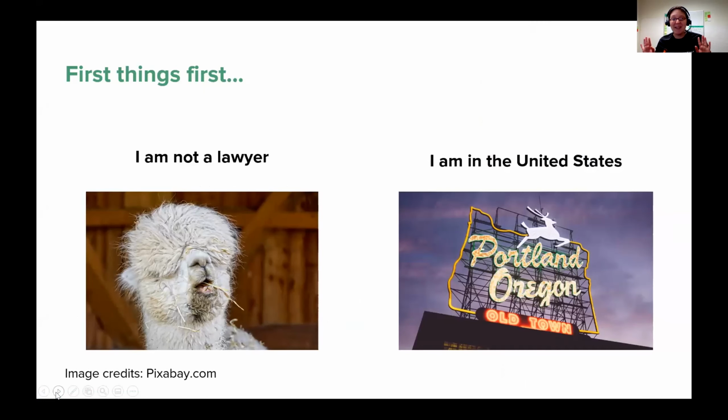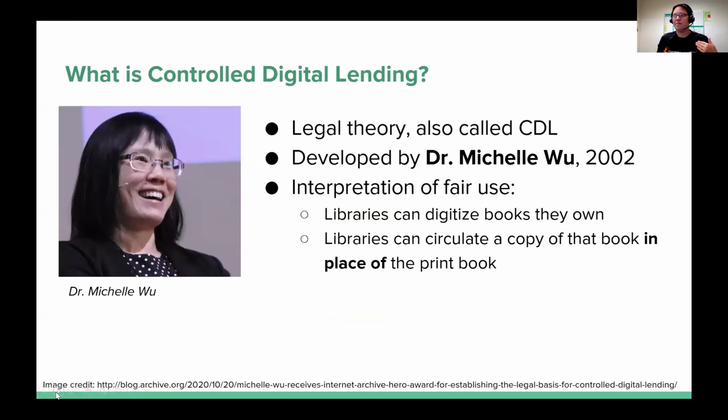Real quick, I want to say before I go into a conversation about CDL, I'm not a lawyer or a llama. And also, I am in the United States, which when we're talking about copyright law has very specific ramifications about things. So if this doesn't make sense to you, I apologize for that. I just want to keep that in the back of your mind.